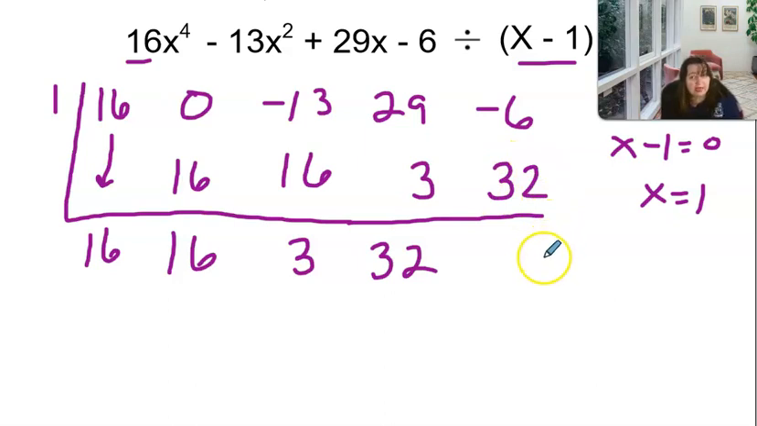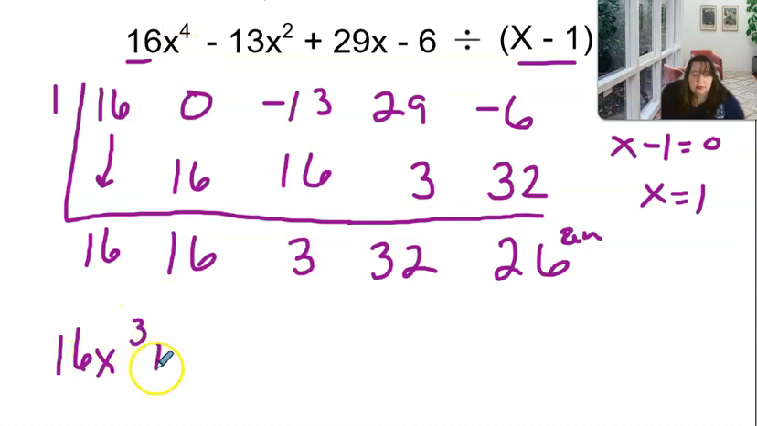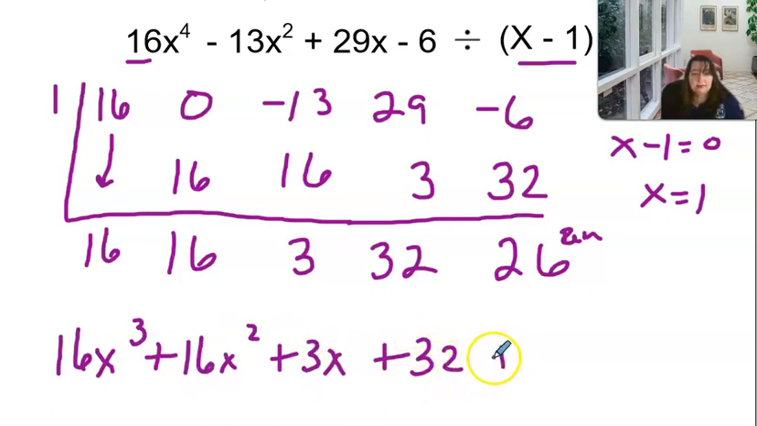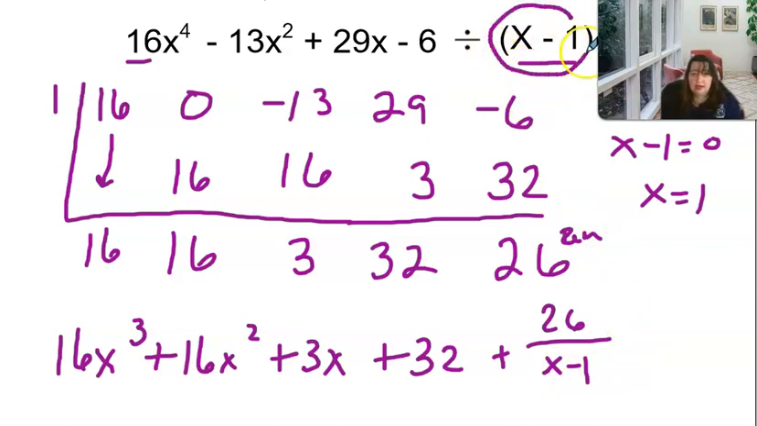So I'm still going to have a remainder for this one, but you see how I had to put a 0 in here. And if I look at that, 26 is my remainder. Okay, so this is my remainder here. Anytime I have a number at the end, it's going to be a remainder. So again, I'm still going to have my 16x cubed plus my 16x squared plus my 3x plus 32. And then it's going to be plus 26 over x minus 1. So when I have a remainder, it does have to go over this right here.